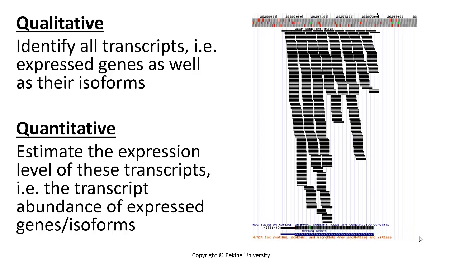Therefore, we often study the transcriptome qualitatively and quantitatively. A qualitative study aims at identifying all expressed transcripts. A quantitative study will determine the expression level of each of these transcripts.